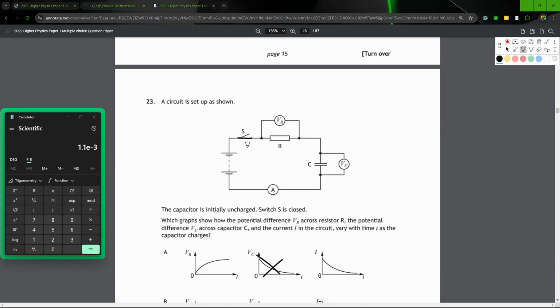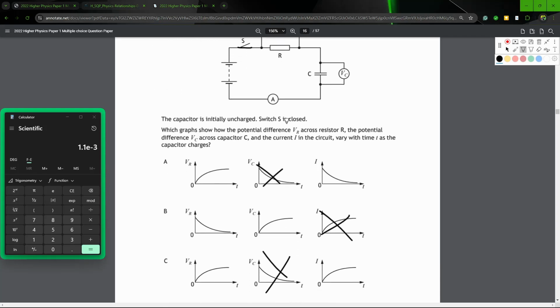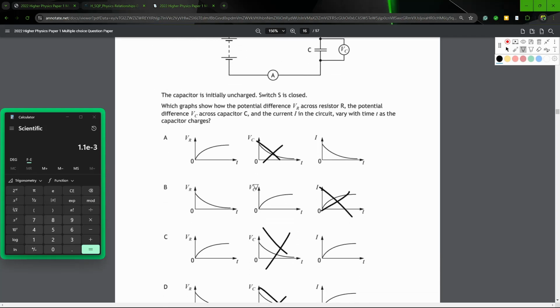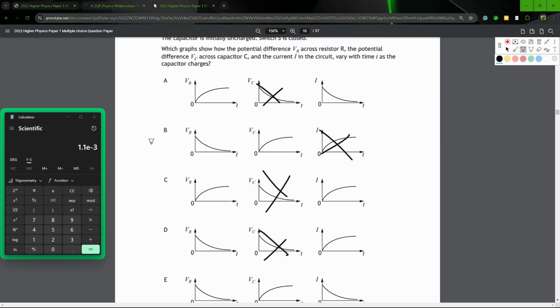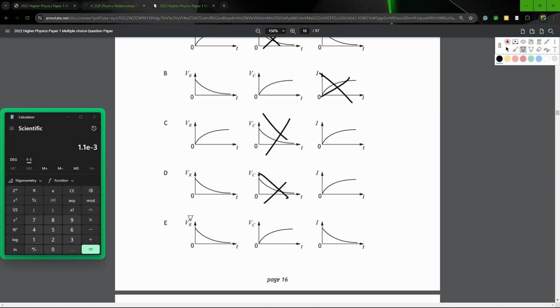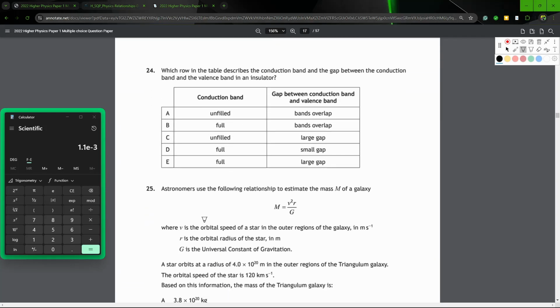Well, remember, supply voltage doesn't change, which means that if the voltage across the capacitor is going up, then the voltage across the resistor must also be going down, which is shown. So here we go, voltage across the resistor is going down because voltage across the capacitor is going up, and current is also going down. So E is the answer.